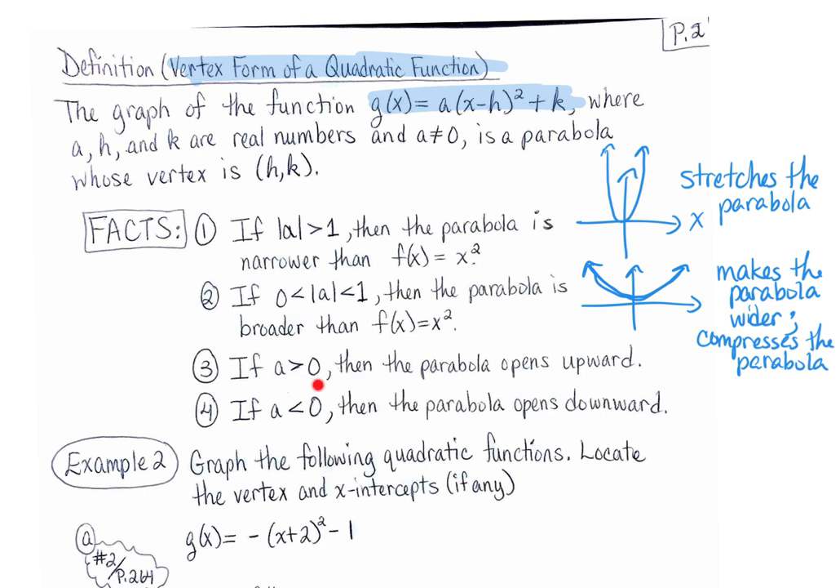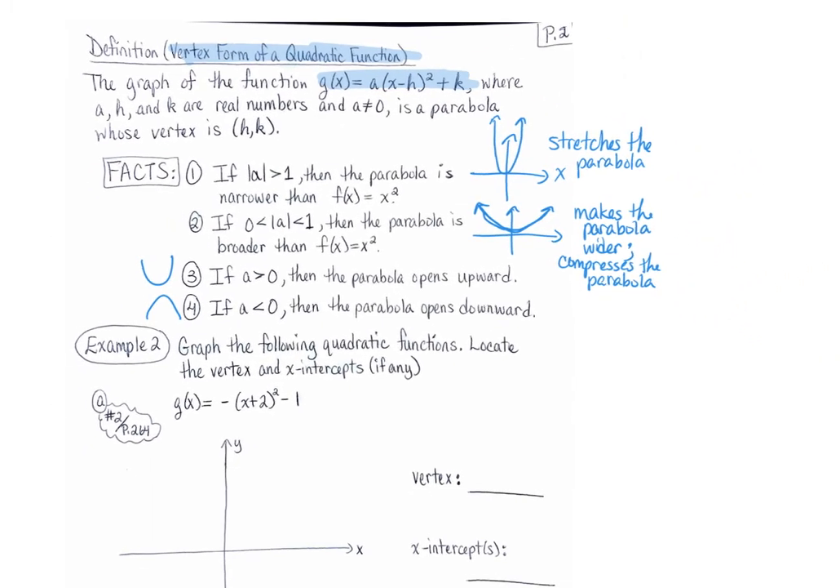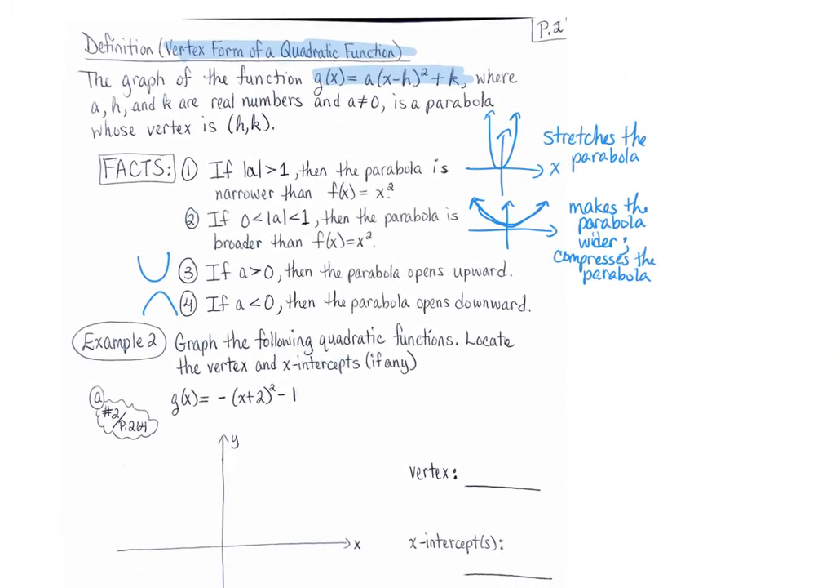If a is greater than 0, then the parabola opens upward. So if a is positive, the parabola opens up. If a is negative, the parabola opens down. So you have an upward facing, downward facing. Okay? What questions do you have?